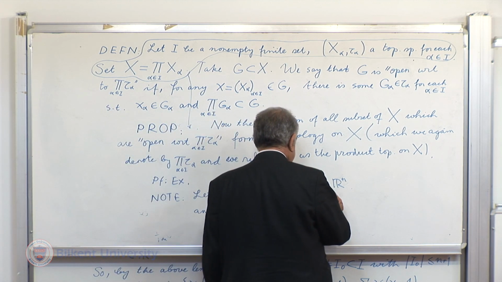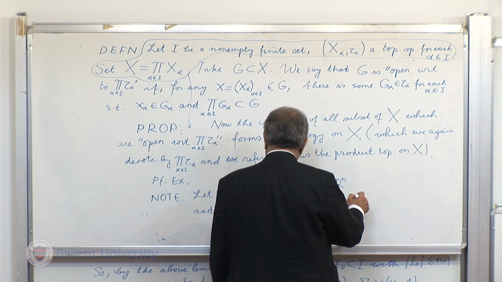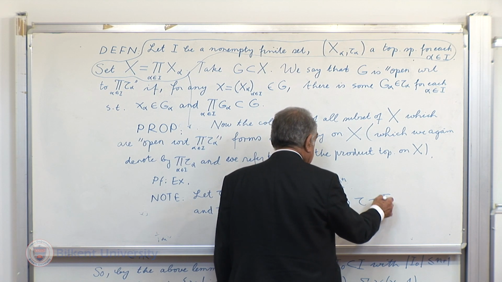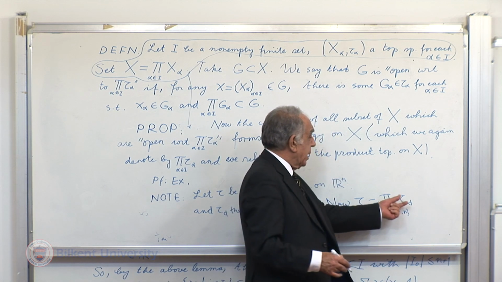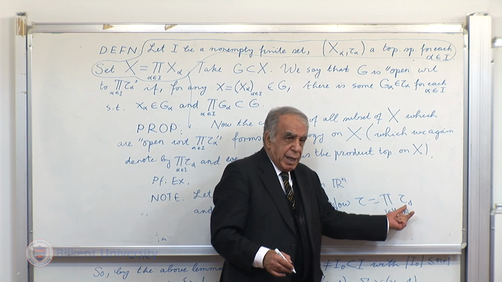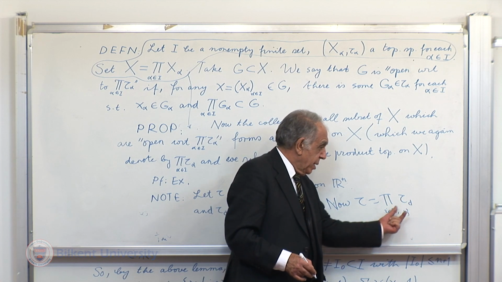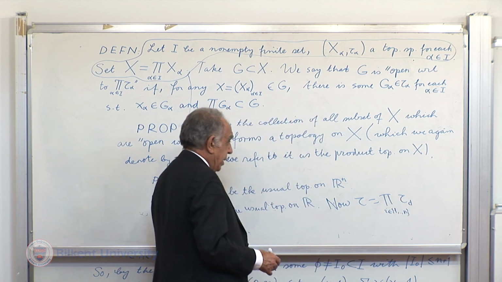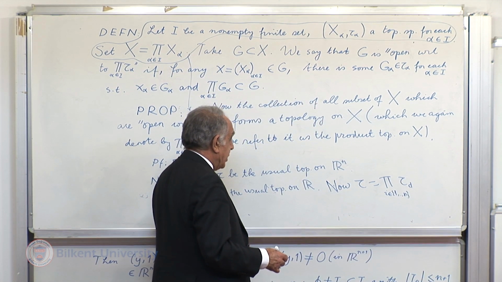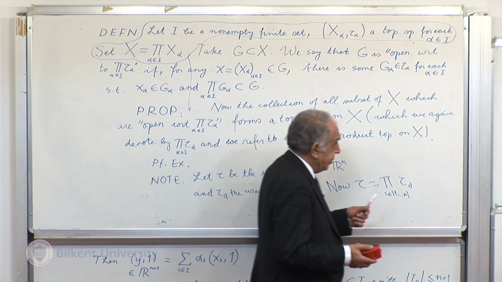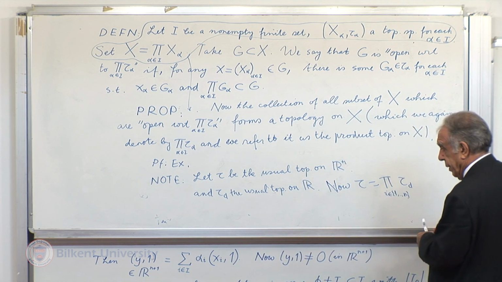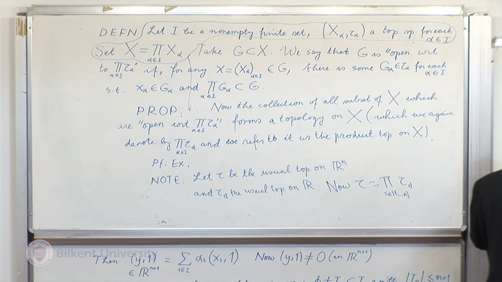Now, tau is the product of tau d's, i from 1 to n. So this does not depend upon i, but it's constant. So you take just the product of the constant. You take tau d each time. Next.